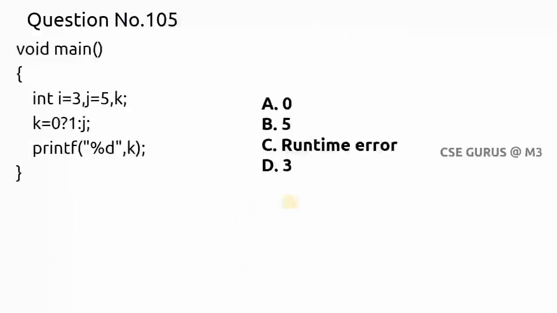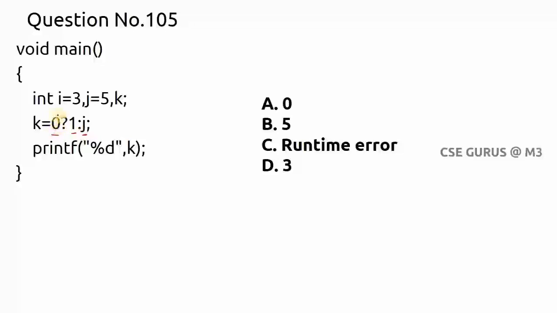Now coming to question number 105. It is about the conditional operator. I equals 3, j equals 5 it is given. Now k equals 0 conditional operator 1 colon j. So in a conditional operator we'll have a condition. If it is true, the first value will be taken, otherwise the second value will be taken.